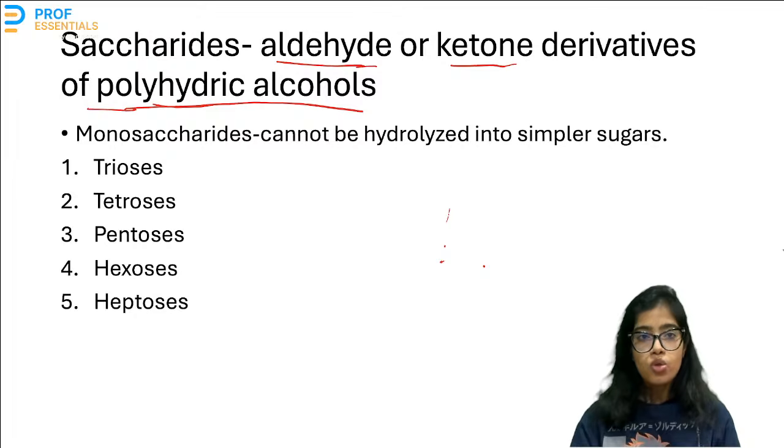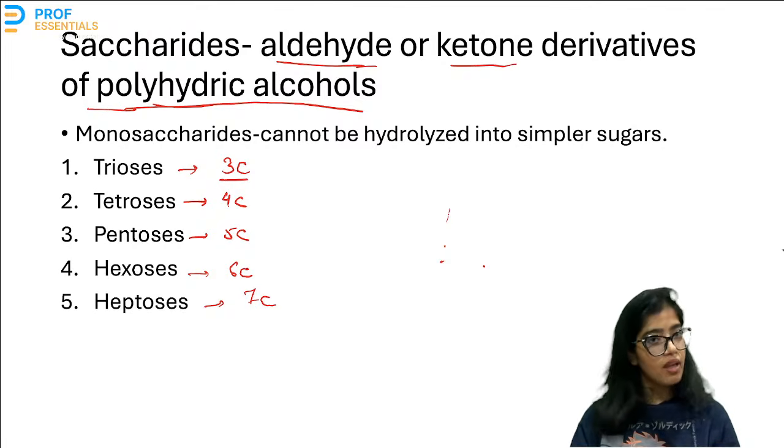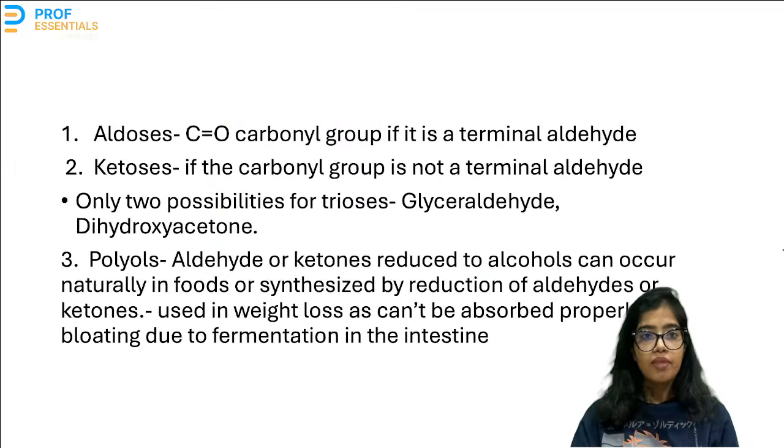So the first is monosaccharides, which cannot be hydrolyzed or broken down into simpler sugars. That means these are the simplest forms. Trioses contain 3 carbon atoms. Tetroses contain 4 carbon atoms. Pentoses contain 5 carbon atoms. Hexoses contain 6 carbon atoms. Heptoses contain 7 carbon atoms. Understood? Now, what are aldoses?